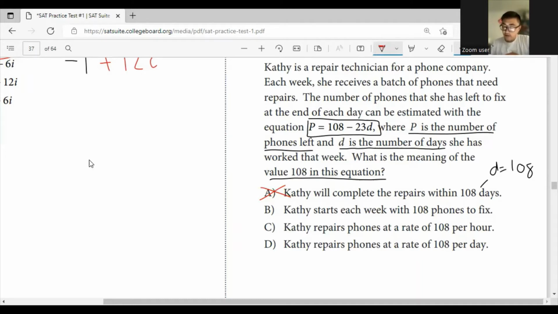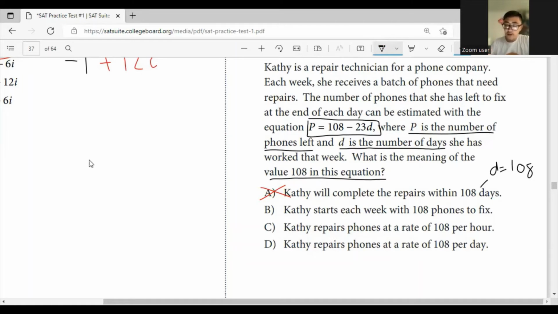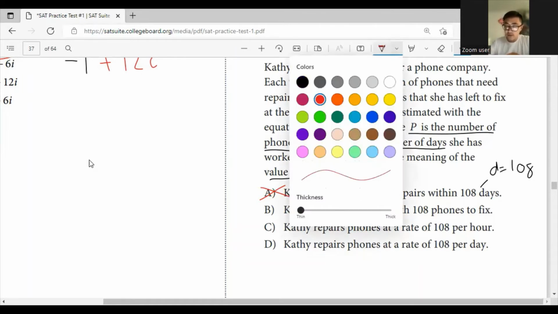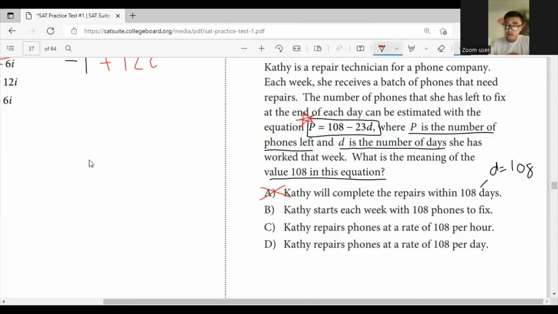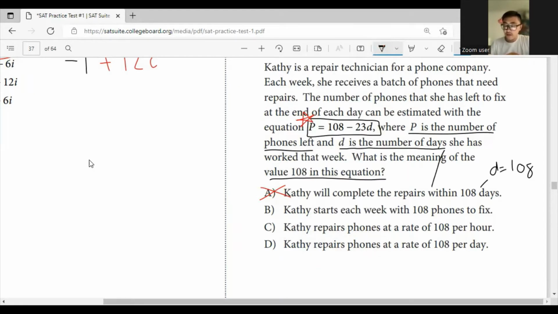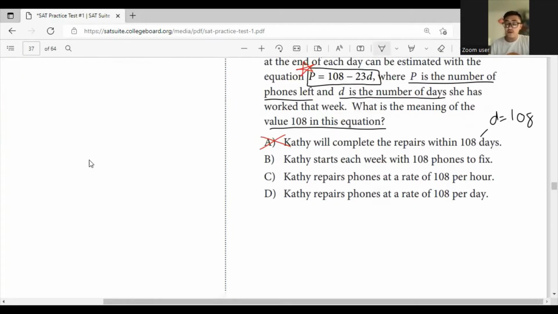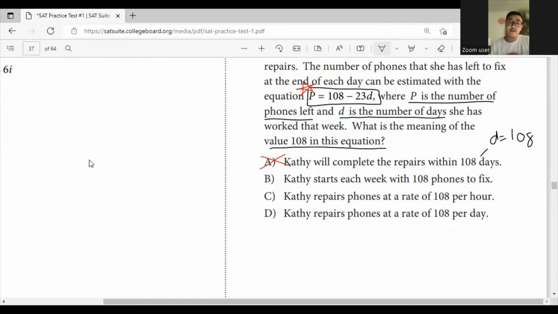Kathy repairs a phone at the rate of 108 per hour. That doesn't seem right, and I'll tell you why. So what we're given here is this equation that I boxed. This is a very common type of equation that you'll see on the SAT. This is called a linear equation, and the two things you need to know about a linear equation are how to find the slope and the equation of a linear equation.